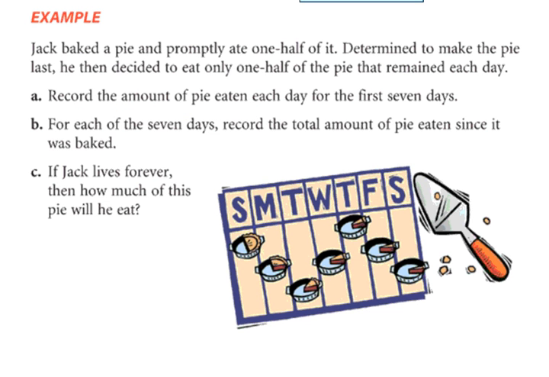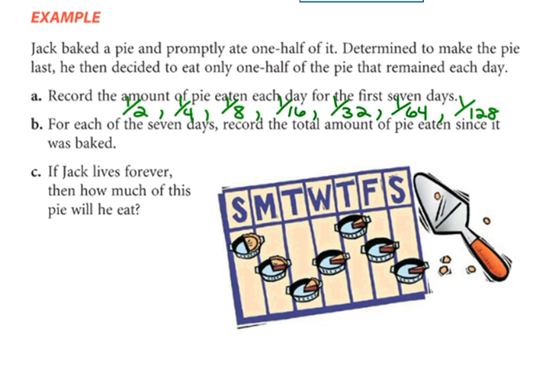Alright, we're going to introduce geometric series with this example. Jake baked a pie and promptly ate 1/2 of it. Determined to make the pie last, he then decided to eat only 1/2 of the pie that remained each day. In part A, it says, record the amount of pie eaten each day for the first 7 days.